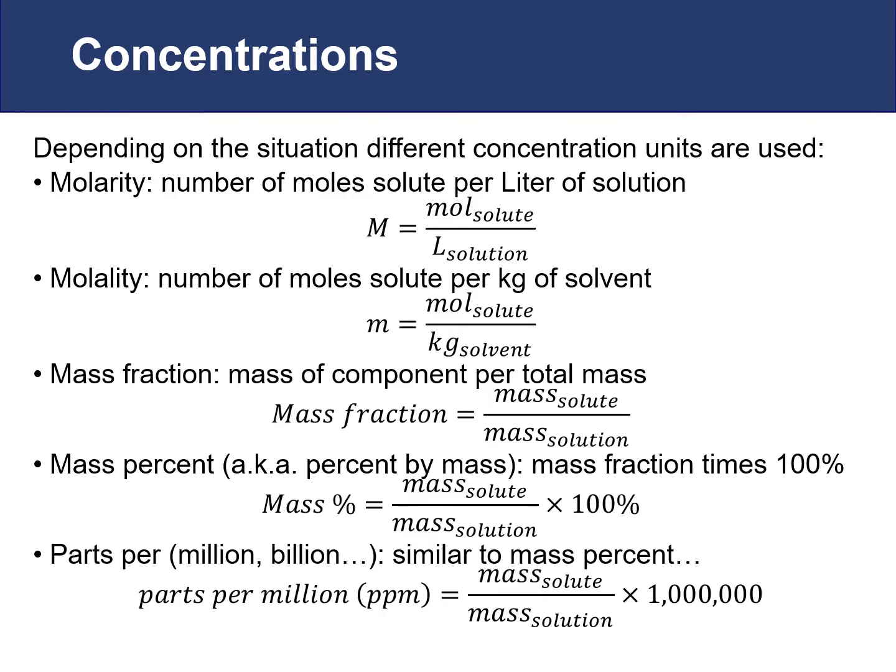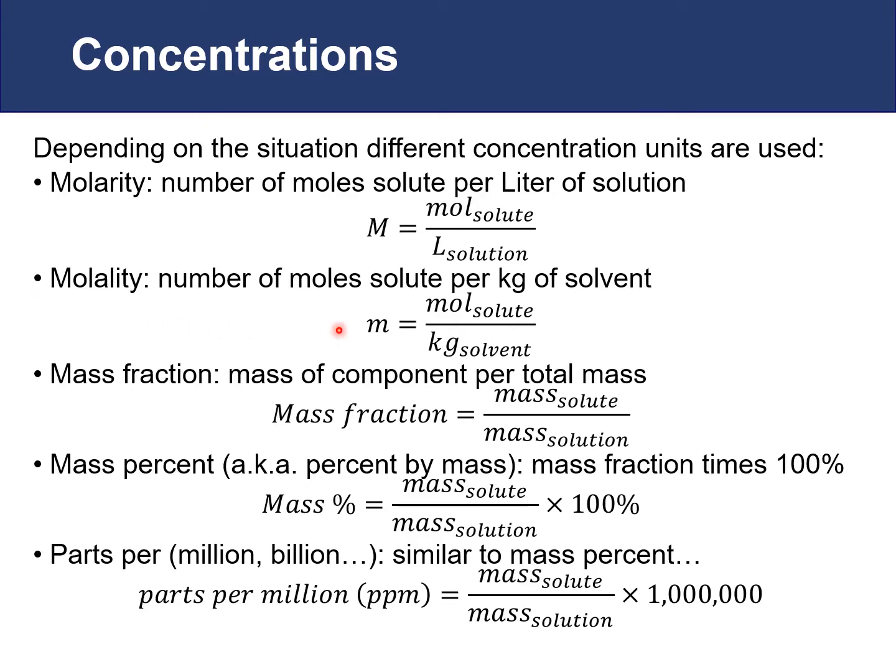Depending on the situation, you'll use different units. In chemistry, the most common one is molarity, which is the number of moles of solute per liter of solution. It gets a symbol, capital M, and is determined as moles of the solute divided by liters of solution. Molality is a very similar unit, sometimes also used in chemistry, particularly in analytical chemistry. It is the number of moles of solute per kilogram of solvent.